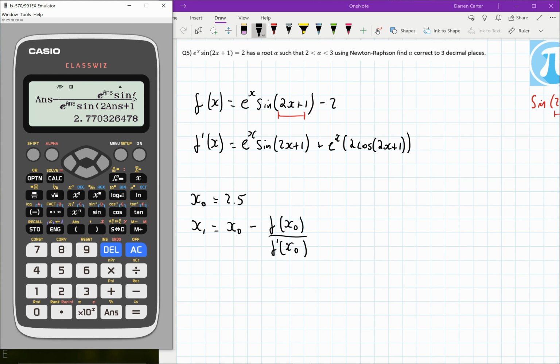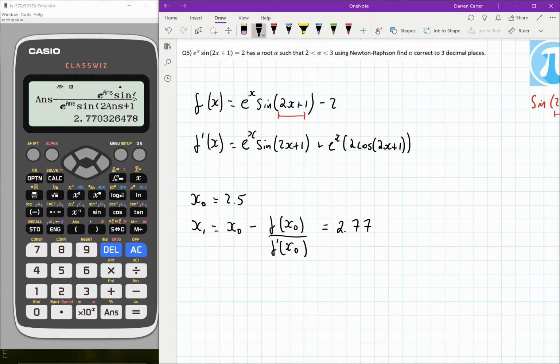If I press equals, I get an x1 of 2.770 because it wants it in 3 decimal places. I would realise it's only asked for the root, so I'm just going to iterate until I'm confident that these values aren't changing. Also, having set my calculator up using answer, I don't have to keep typing in.